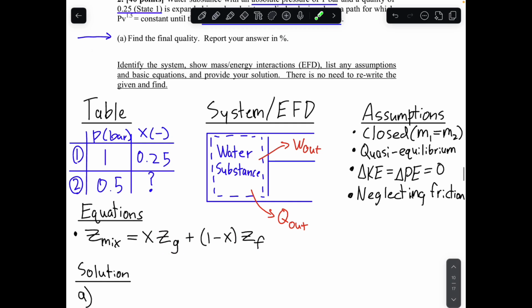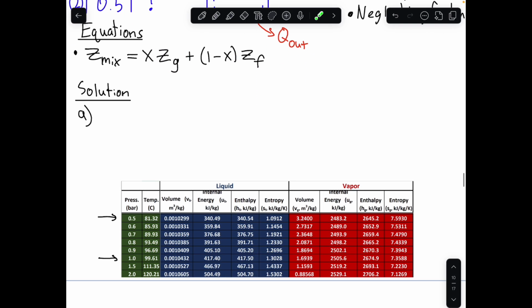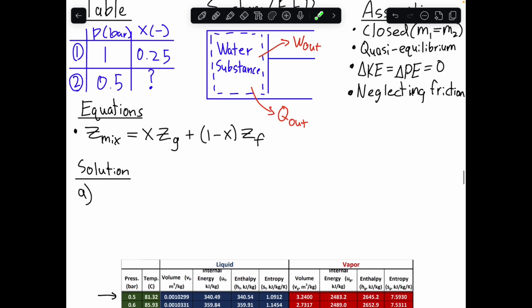So if we go down here and we look at the table, at 0.5 bar, which is what we have for our state 2, all of these are the potential values for ZF, and then all of these are the potential values for ZG. So we have those known, and if we want to solve for x2, all we have to do is just find Z mix at state 2.